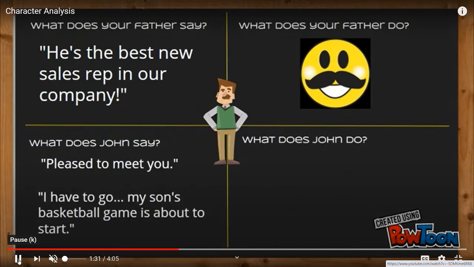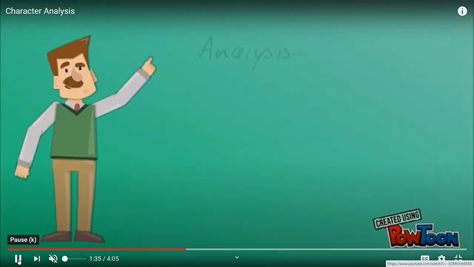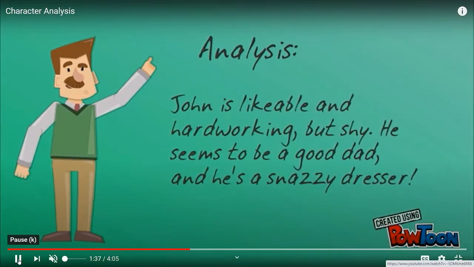What does John say? "Pleased to meet you. I have to go to my son's basketball game. It's about to start." And what does John do? He shakes the hand and acts a little embarrassed. So if we analyze him for a moment, John is likable and hardworking, but shy. He seems to be a good dad and a snazzy, very nice dresser.